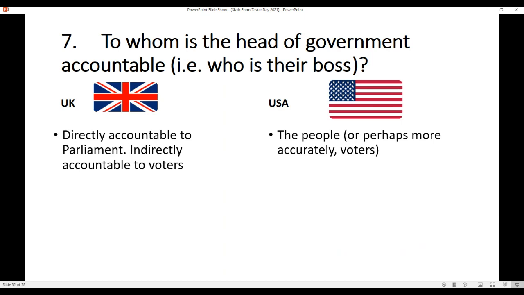Whereas in Britain, theoretically, it's possible for Parliament to dismiss the government and the Prime Minister just because they don't like them or they don't like their policies, even if they haven't done anything sort of criminally wrong. In America, it's quite different. So the long and the short of it is, in America, the president is directly accountable to the people. One might argue that Donald Trump was held accountable to the people at the last US election. Of course, he saw it somewhat differently.